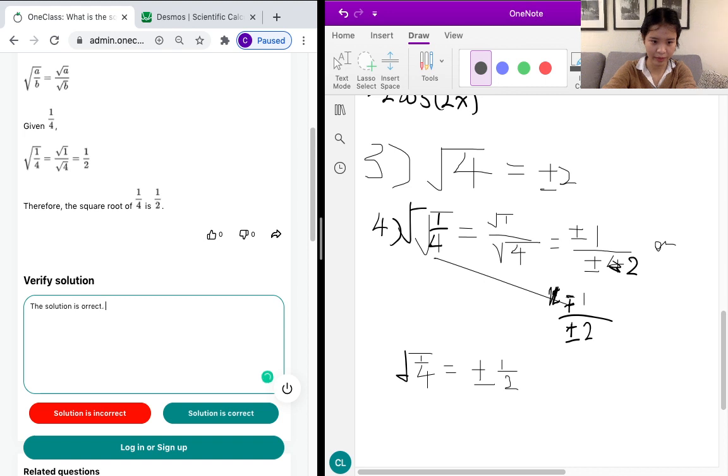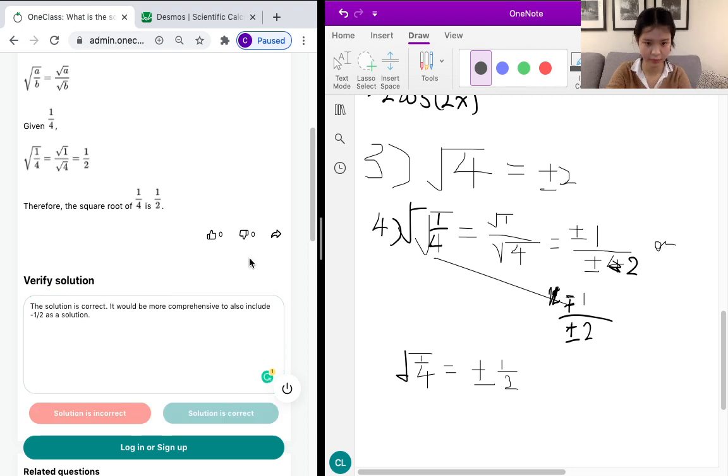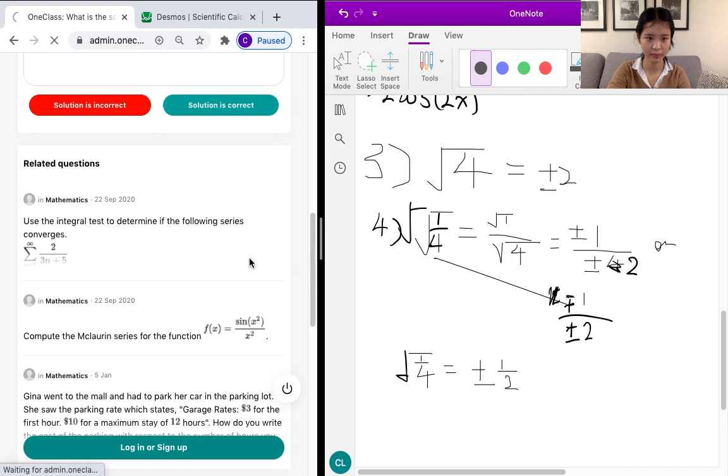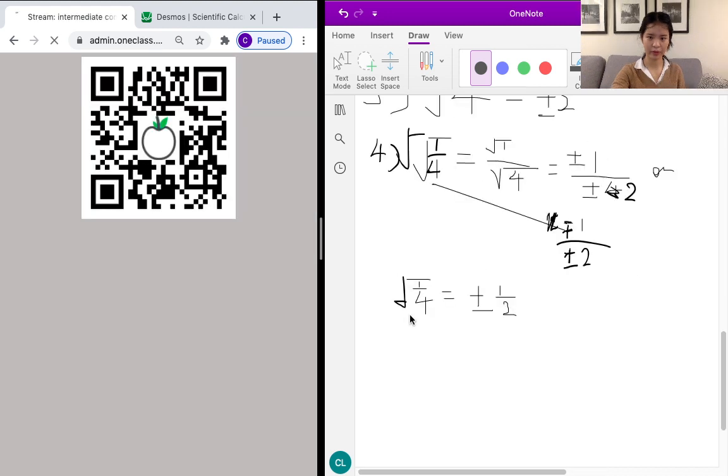It would be better or more comprehensive to also include negative 1 over 2 as a solution. Okay, and I'm just going to correct the spelling here. Okay, and I'll just say the solution is correct. Perfect. Now let's move on to our fourth problem.